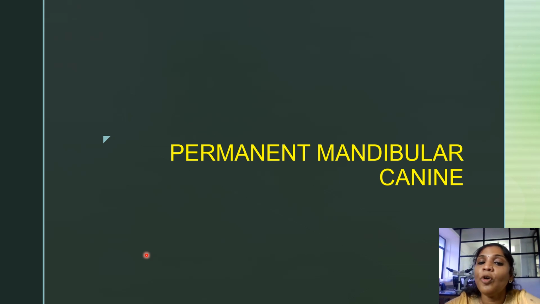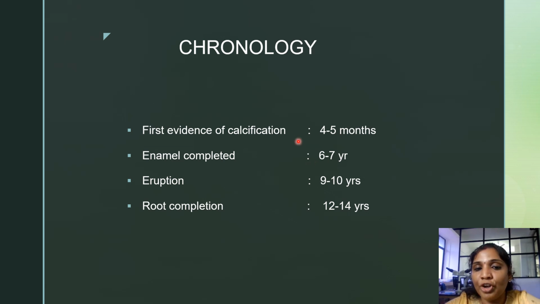Now we'll move on to the next tooth, the permanent mandibular canine. About the chronology: first evidence of calcification at the age of 4 to 5 months, enamel completion at the age of 6 to 7 years, eruption at 9 to 10 years, and root completion at the age of 12 to 14 years.